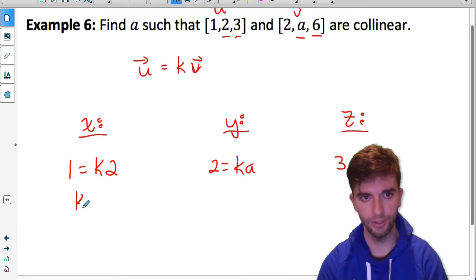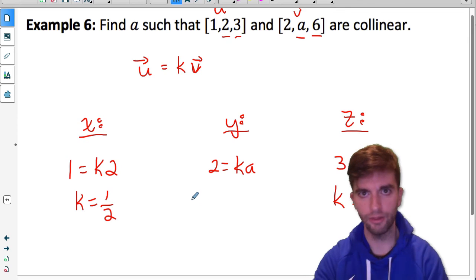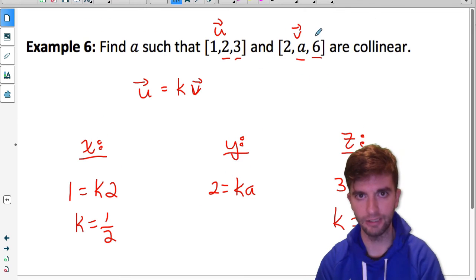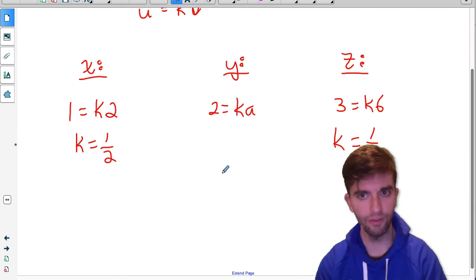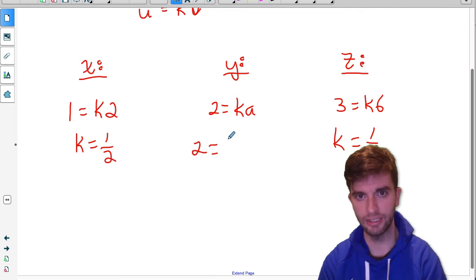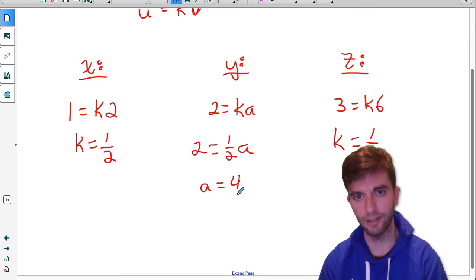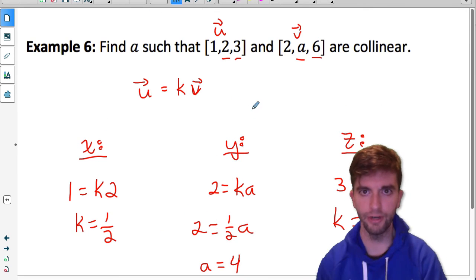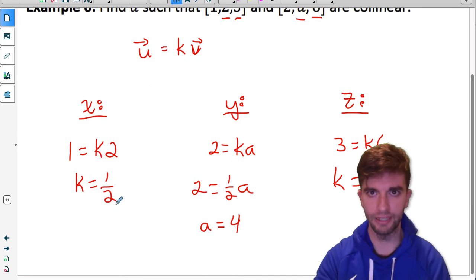So solve for k in this equation, we get a half. Solve for k in this equation, we get a half. Right, so it's clear all we have to do to get from vector v to vector u is multiply vector v by a half. Multiply this component by a half, we get this component. Multiply this component by a half, we get this component. So we're looking here, what can I multiply by a half to get 2? So we've solved that k is a half, so in this equation, change k to a half, and now solve for a. So just multiply the 2 to the other side, a equals 4. So we figured out if a was 4, then vector u would equal a half of vector v.